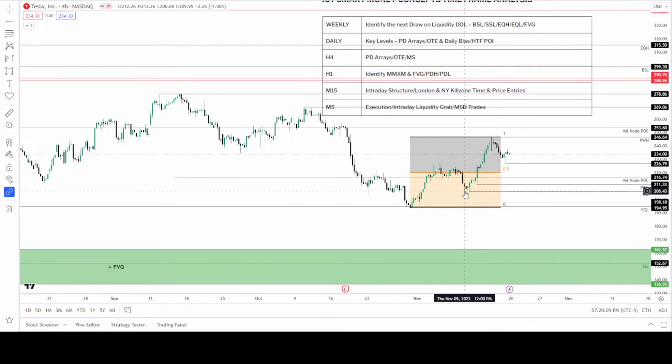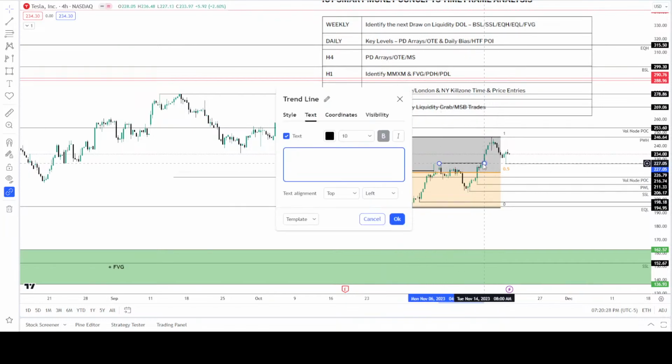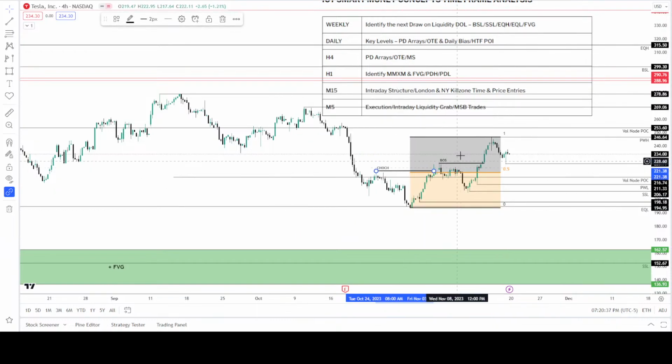Came back down into the golden zone. And then we've had a market structure shift from this high right here. And we had a change of character that happened here. Then we come down, we broke structure here. So if you want to label them, again, if you're not using your indicator, you want to label them manually. Okay, we had a change of character, and then we had a break of structure.